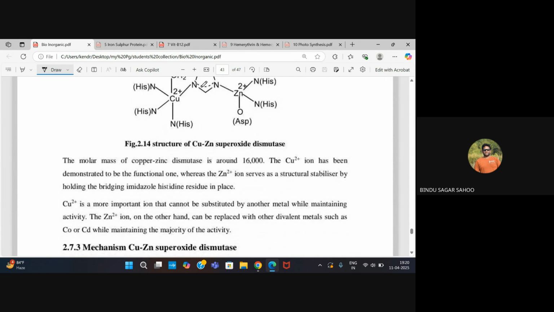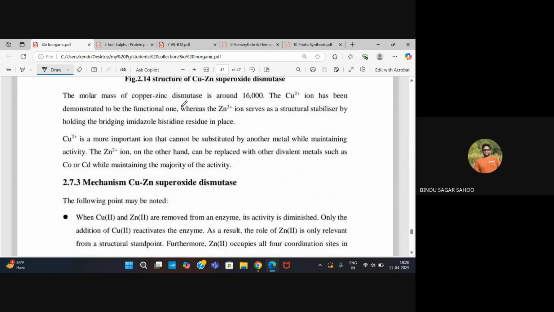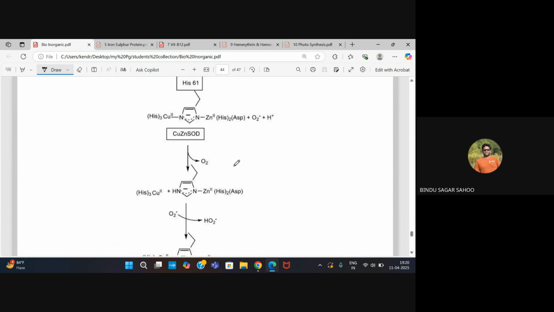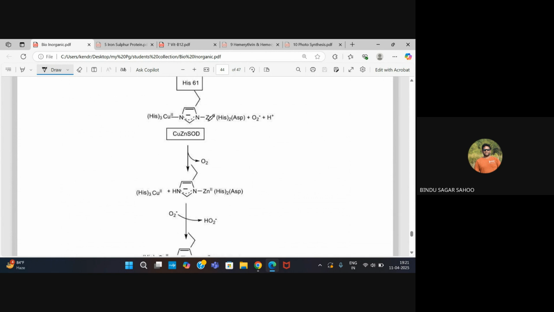But the majority of the activity or mechanism will operate by the copper 2 plus ion. You can see here this is the initial enzyme. If you add one oxygen molecule, what happens? The O2 gets converted to O2 minus. That means there will be protonation of a hydrogen atom in this place.